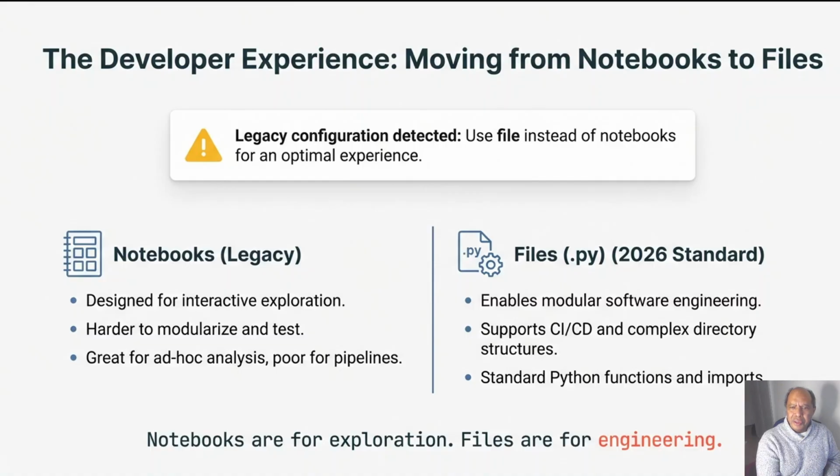They are harder to modularize and test properly. They don't support traditional CI/CD workflow well, and they are great for experimentation but poor for robust pipelines. The latest standard, the 2026 standard, is now Python .py files. That's the standard. That's what you call the file, the .py files. This is the production-ready approach.